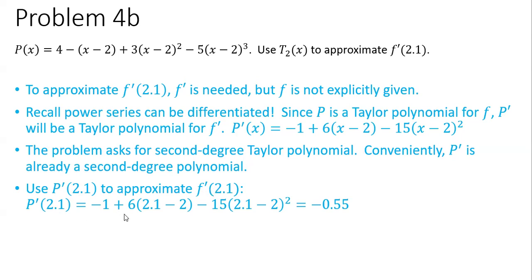So P prime of 2.1, plugging in x is 2.1, will be minus 0.55. The key idea was, since P is the Taylor polynomial for f, that means P prime is the Taylor polynomial for f prime. That's the idea.